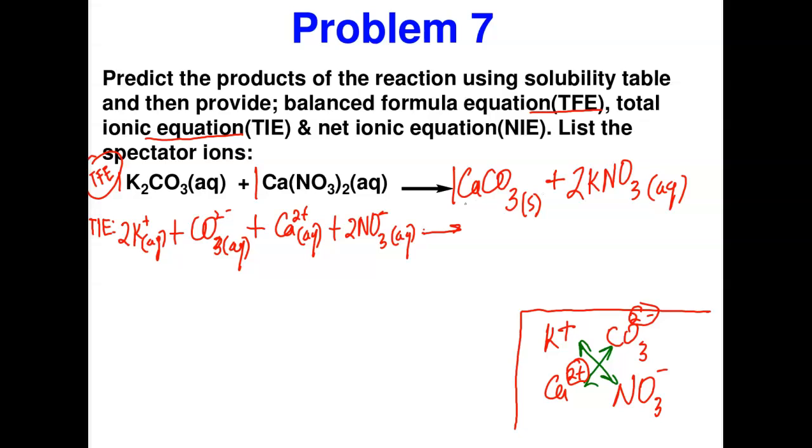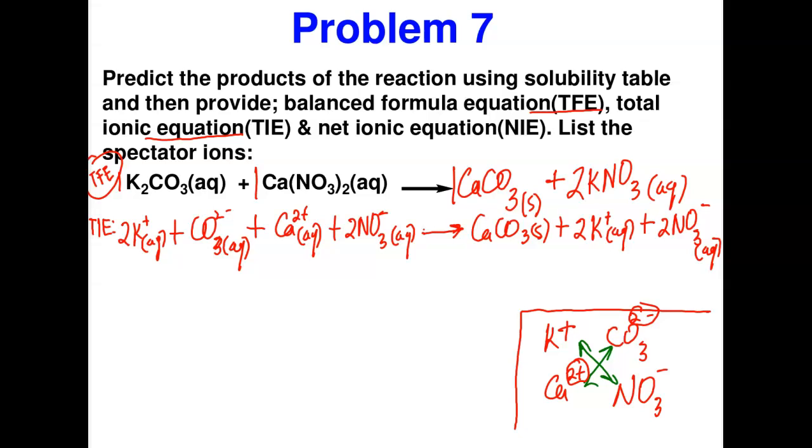We'll now go to the right. Remember, to the right, this is a solid. We cannot break it, so we have to write it the way it is. Plus, now this is aqueous. It has to be broken apart into ions. So here we're going to have, again, 2 potassium ions, which is aqueous, plus there are 2 nitrates as well, 2NO3 minus, again aqueous. So we've gotten our TIE, total ionic equation.